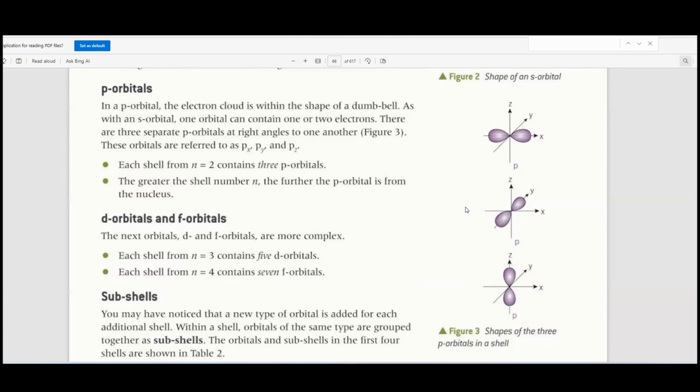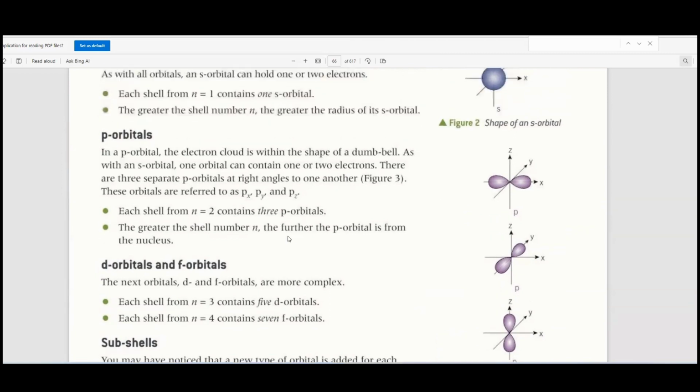But would they be together? Yes, they will be together and they'll make something like, I don't know, a star or something. So there are three separate p orbitals at right angles to one another. These orbitals are referred to as px, py, and pz.